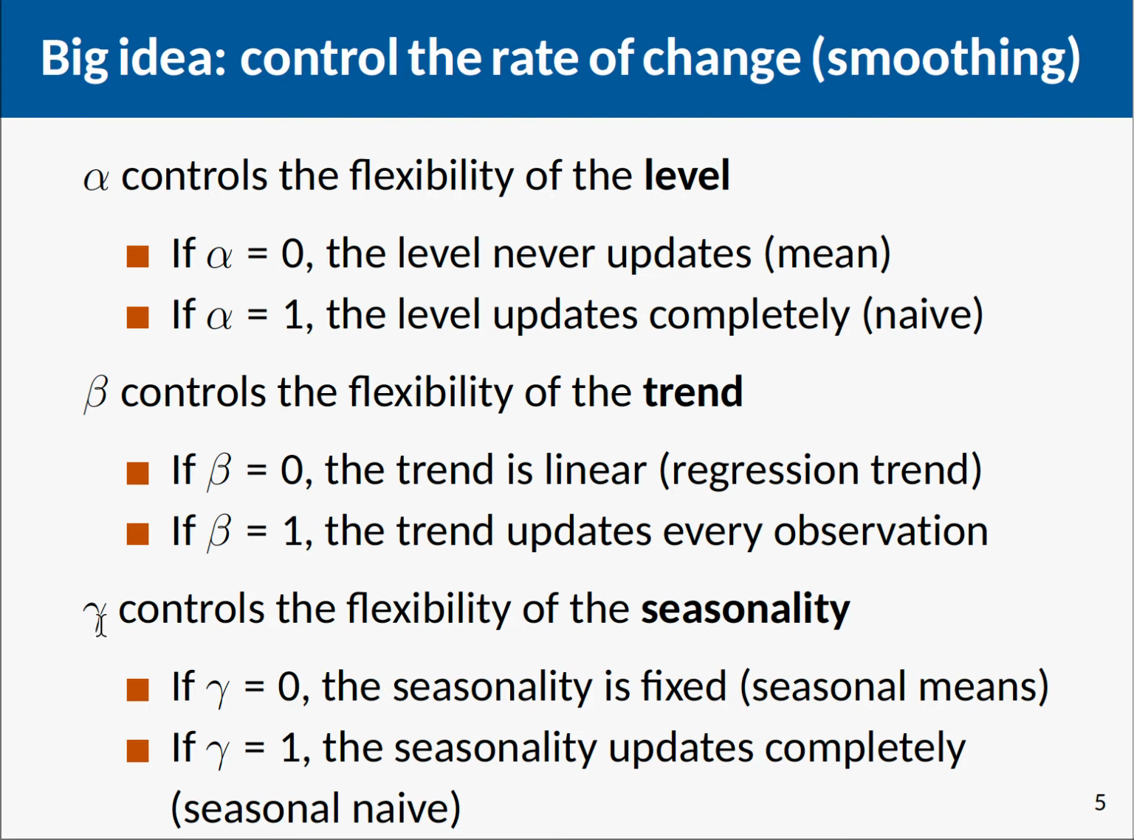And again, gamma is controlling the flexibility of the seasonality, right, how much updating is going on in each period. If gamma is equal to 0, the seasonality is pretty much fixed, right? So you have seasonal means and there's really not a lot of updating. But if gamma is equal to 1, then the seasonality updates completely. And this is very, very similar to the idea of a seasonal naive method.